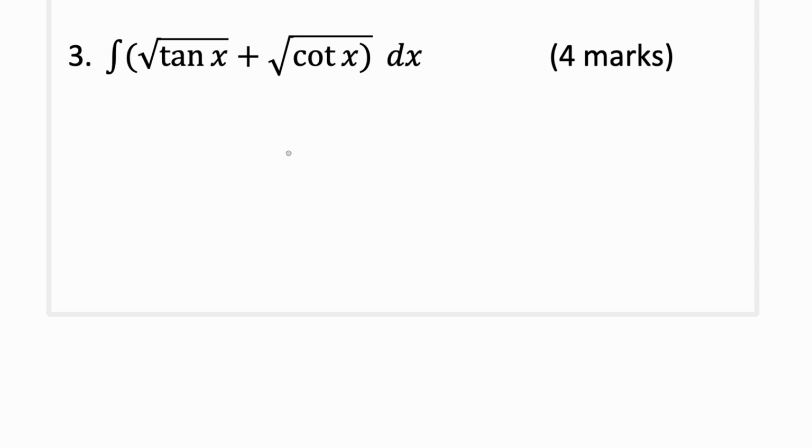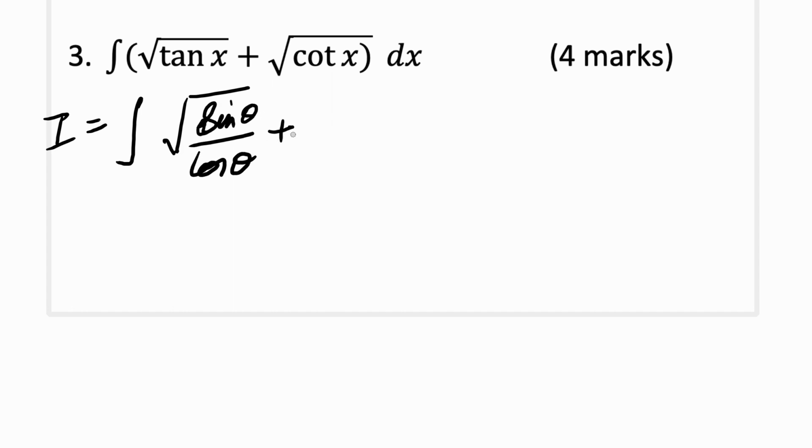What will we do? We'll do integration, let's take it I, and we'll do sine x upon cos x plus cos x upon sine x dx. Sorry, this is all in x. Why am I writing theta?